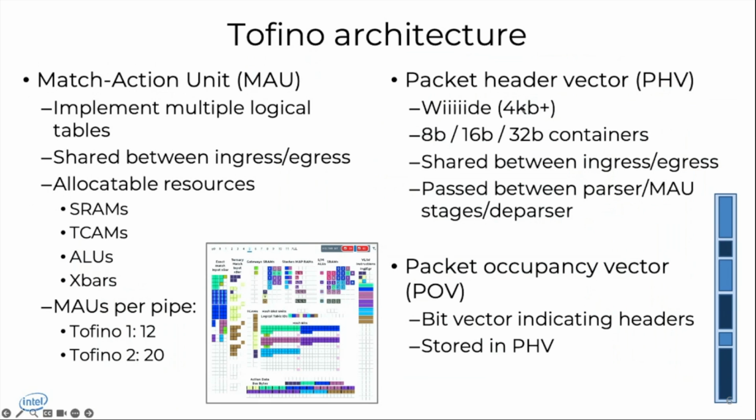The packet header vector is a very wide vector. It's at least 4 kilobits wide, slightly wider in Tofino 2, and that's partitioned into a series of 8, 16, and 32-bit containers. And as I said on the previous slide, it's shared between ingress and egress. The packet header vector flows from the parser all the way through the MAU stages and then to the deparser. I'm just going to introduce something called the packet occupancy vector. It's the only time I'm going to talk about it today. It's a bit vector that indicates which headers are present in the packet, and that's also stored in the packet header vector.